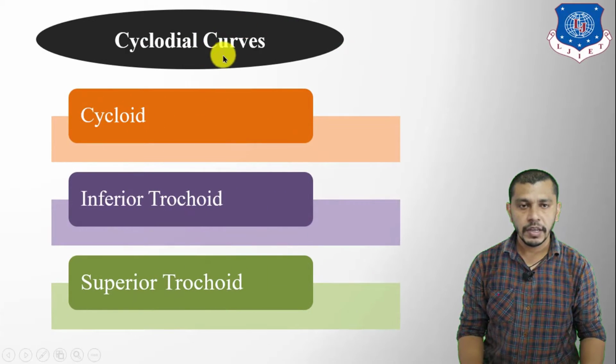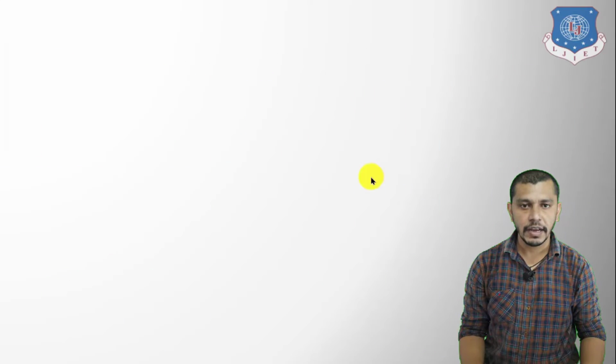So today in cycloidal curves, we will discuss the cycloid and the types of cycloid, which are known as inferior trochoid and superior trochoid. Epicycloid and hypocycloid are also types of cycloidal curves, which we will discuss in our next lecture. So let's start with the cycloid.